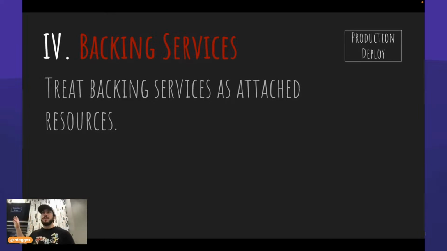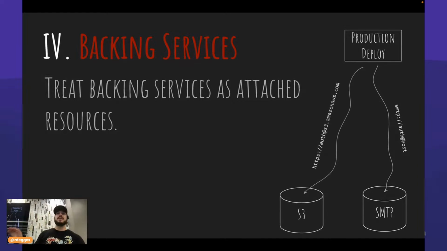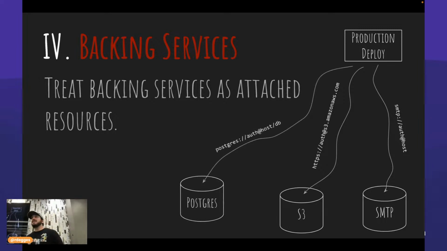You have a production deployment running somewhere, and basically production deployments usually require some sort of external resources to work. So maybe that's an SMTP server if you're sending emails. Maybe it's something like an Amazon S3 bucket where you store files. Maybe it's something like a database server like Postgres. And your production app has to talk to these external resources to fulfill requests.